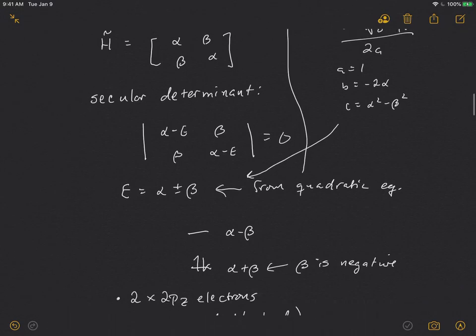Okay, so essentially we end up with two energy levels, an alpha plus beta energy level. That's our lowest energy level because beta, again, is defined as negative. And then we have this other energy level, alpha minus beta. That's a higher energy state. The energy difference between these two levels is going to be 2 beta.